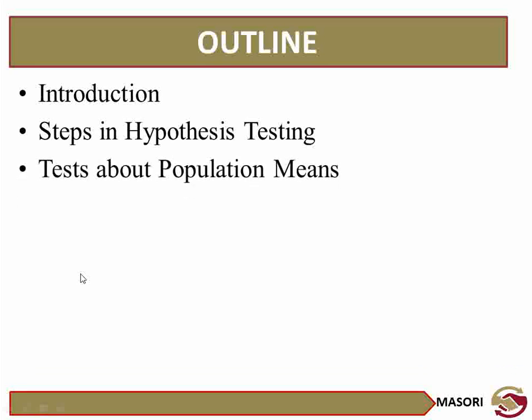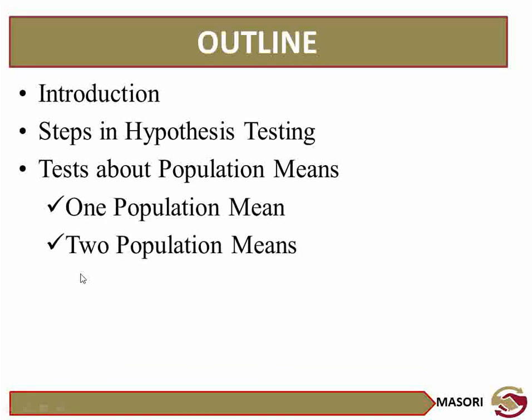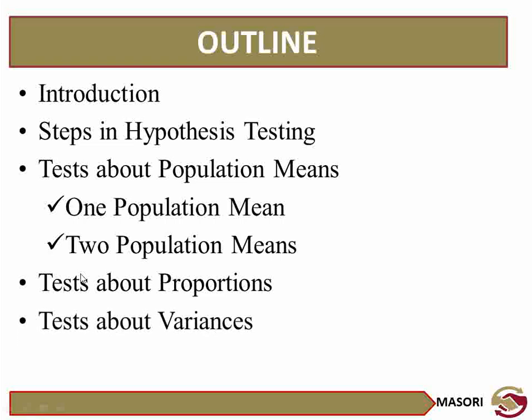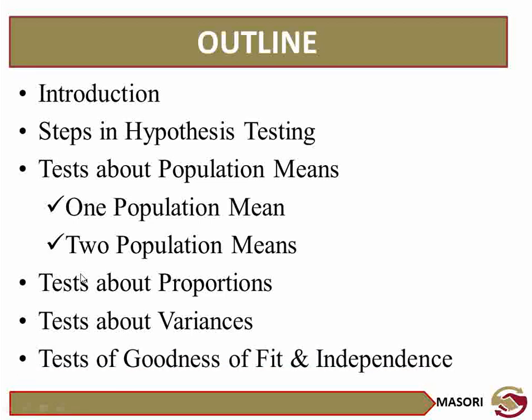We will look at tests regarding population means, and under this we will split the test into two: one involving one population mean and the other involving two population means. We will move on to testing regarding proportions, as well as variances and standard deviations. The last part of this unit will cover the tests of goodness of fit and independence.